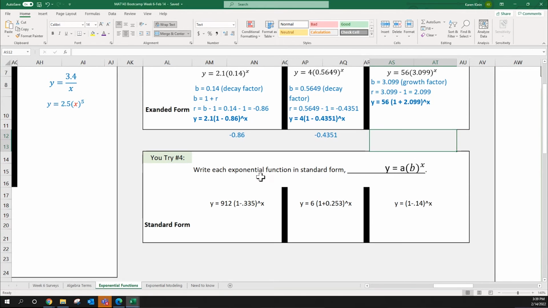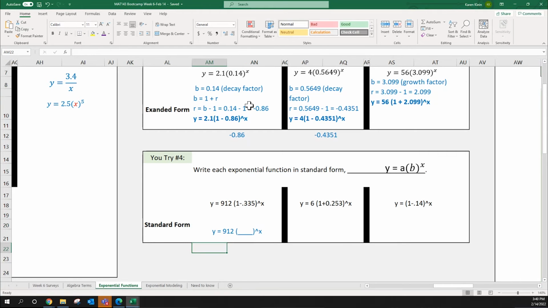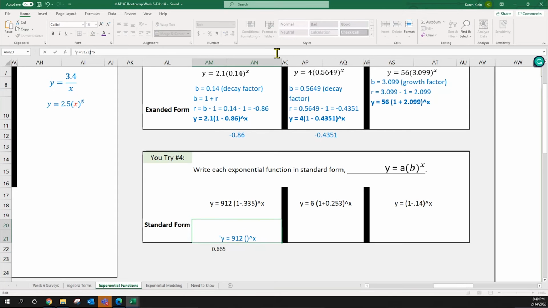So write each exponential function in standard form. So I want you to condense these into, instead of 1 plus r, write it as b. So this one will read, copy this over, we just need to calculate that amount, don't we? So let's do that. So we have 1 minus 0.335. So that means inside of my parentheses here, I have 0.665.